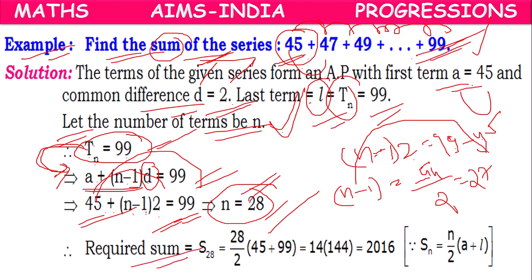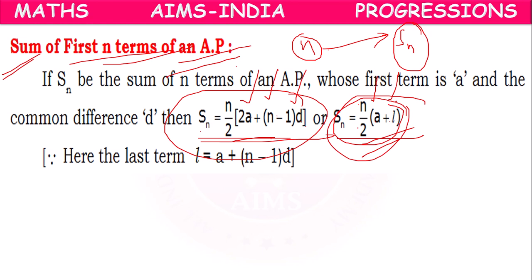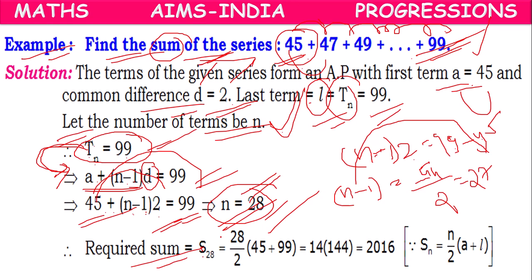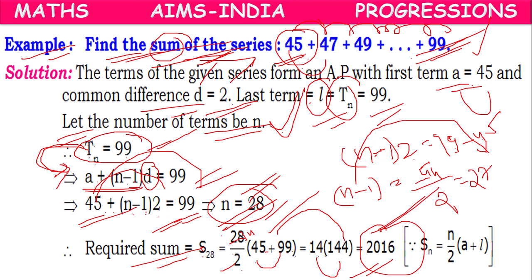Now the required sum. We know the first term, we know the last term, we know the n value. So we can make use of the second formula. Sn equal to n by 2, 28 by 2, bracket a plus l: 45 plus 99, so 14 into 144. The product is equal to 2016. So the answer is, the sum of the series is 2016. This is the answer.